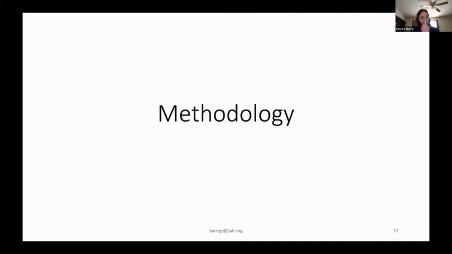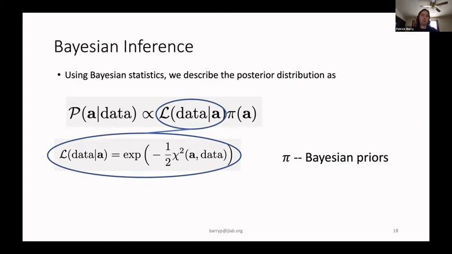Let me talk a little bit about the methodology in the JAM framework. We make use of Bayesian statistics, so this is Bayesian inference. To describe the posterior distribution of the parameters given the data, this is proportional to the likelihood of the data given the parameters times the Bayesian priors, which is a function of the parameters. The priors are kind of what we put in to constrain things, such as the momentum sum rule. And the likelihood function is Gaussian in the chi-squared.